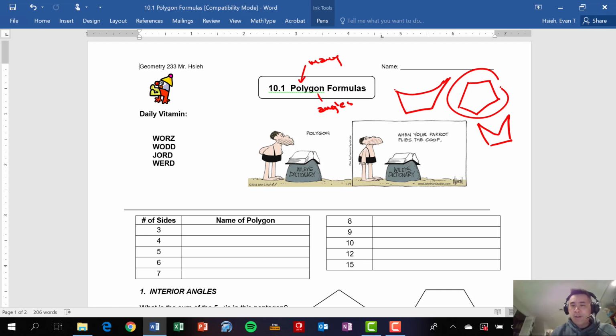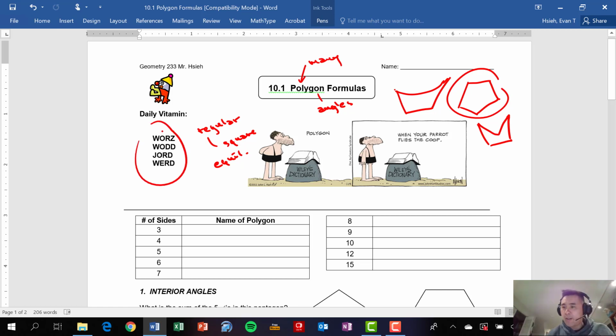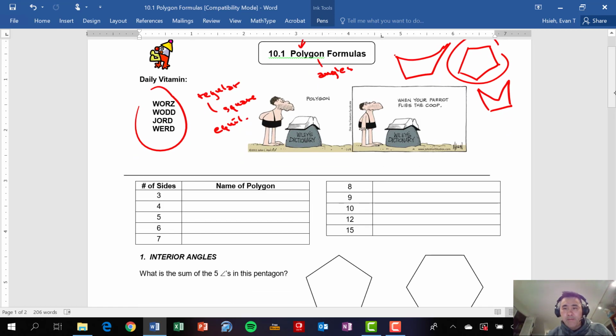Also, one last thing here is that a regular polygon is a polygon, and we've done some stuff already with regular polygons. A square would be a regular polygon. An equilateral triangle would be a regular polygon. So anything that has equal angles and equal sides is a regular polygon. Here's the word puzzle. I'll let you chew on that a little bit.